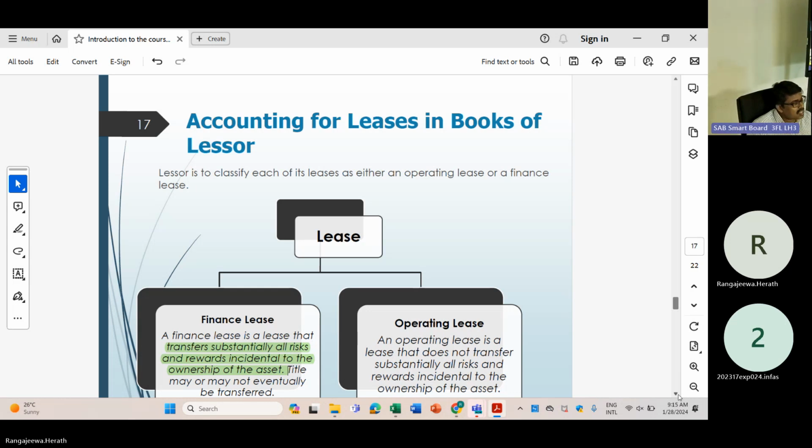Lessor has the amount receivable from lessee, the opposite of lease liability. Opposite of lease liability තමයි එයා account කරන්නේ. Lease receivable.